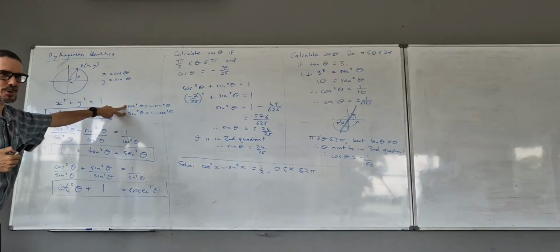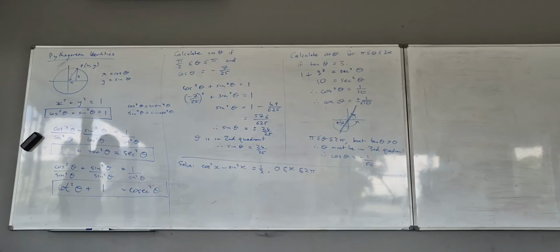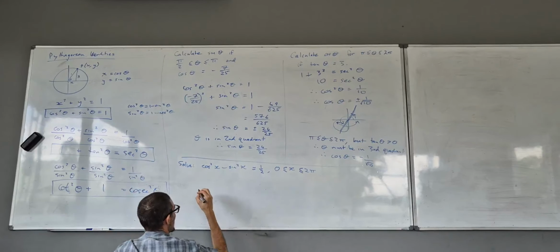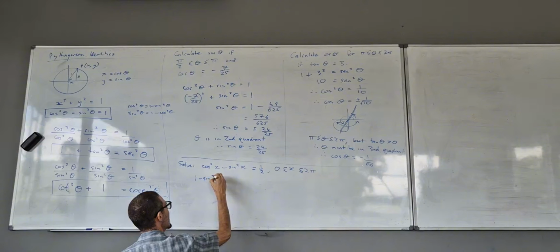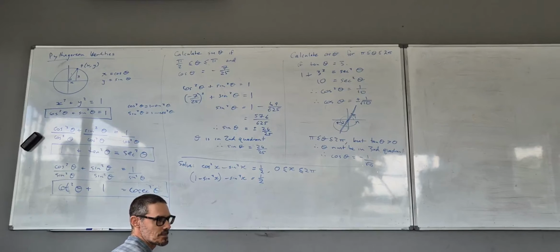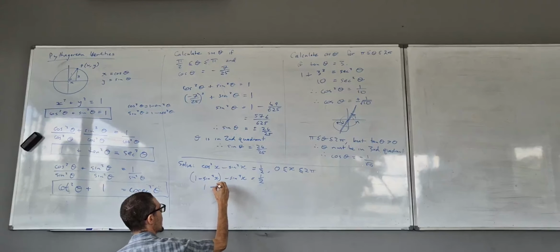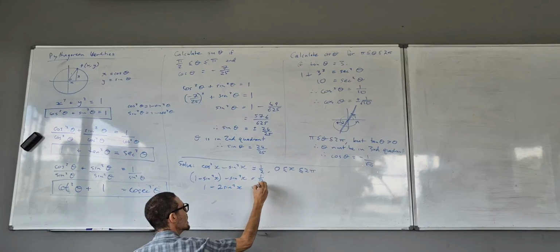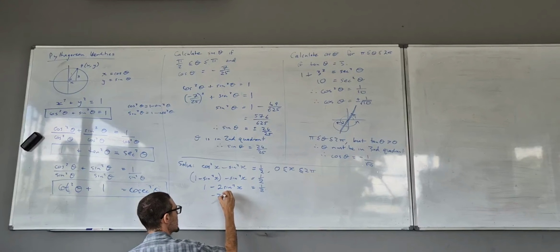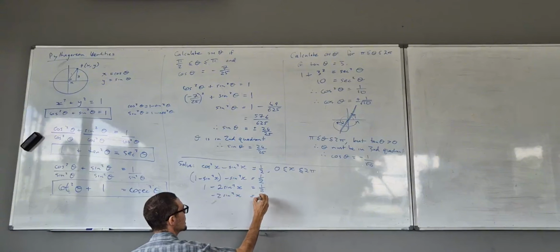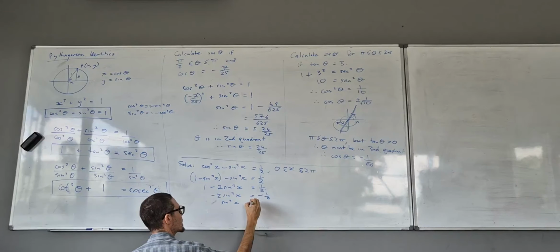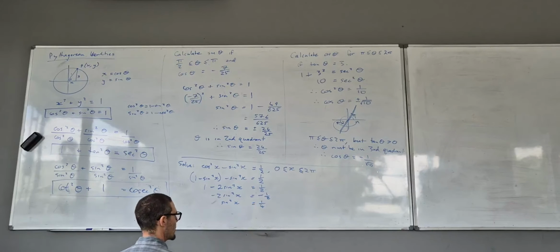Do you want to replace cos squared or do you want to replace sine squared? Cos squared. Okay, it's different from the book, but it should still work. So instead of cos squared, we're going to write 1 minus sine squared. 1 minus sine squared x minus sine squared x is a half. 1 minus 2 sine squared x is a half. Negative 2 sine squared x is negative a half. Sine squared x is a quarter.